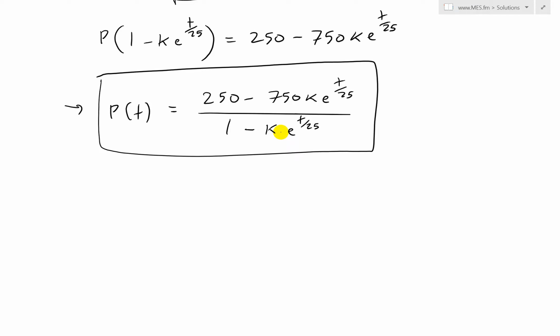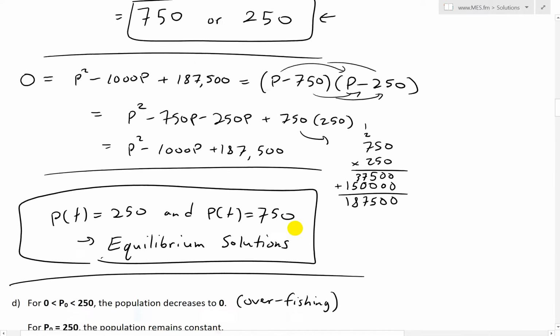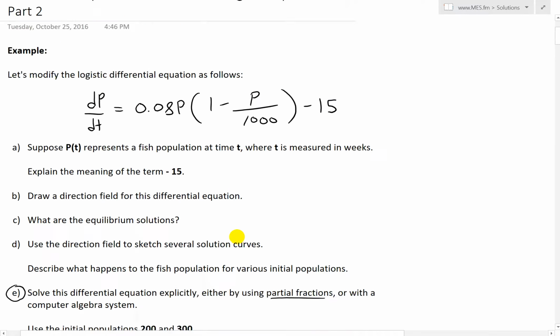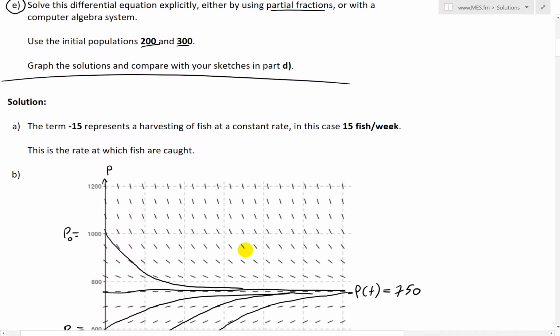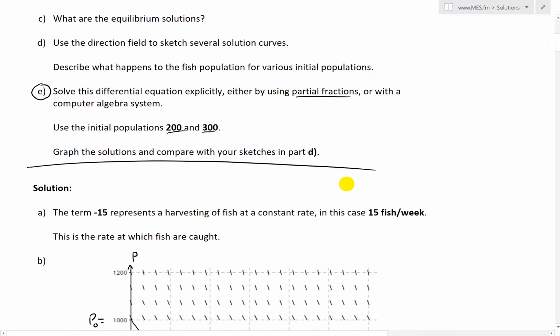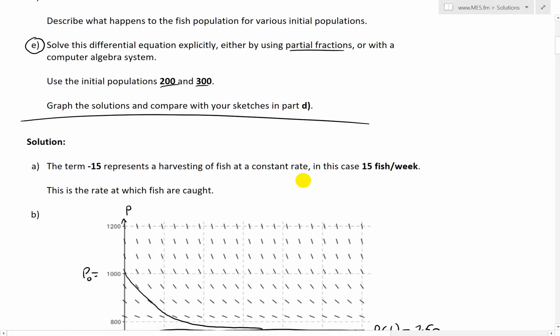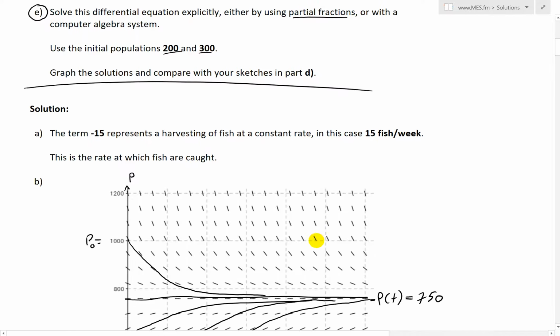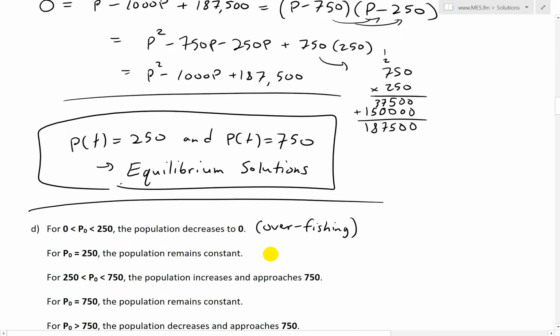So that is our solution explicitly, and again, let's scroll all the way up to see the question. It says to solve this explicitly either by using partial fractions, as we used, or a computer algebra system. That could have been easier, but this is just more fun. Anyways, now it says use the initial populations 200 and 300, and then graph solutions and compare with your sketches in part D. So let's do that.